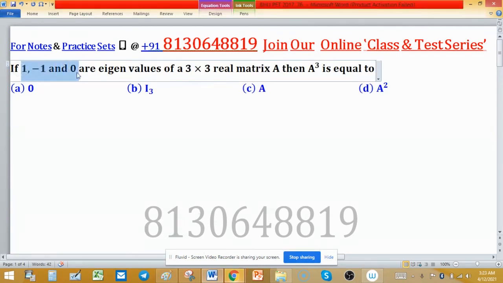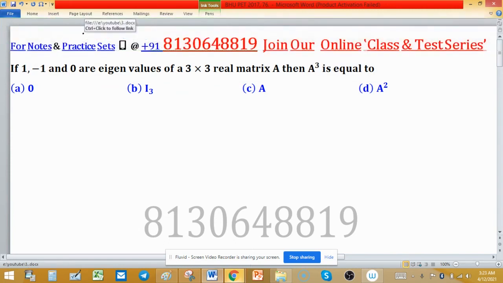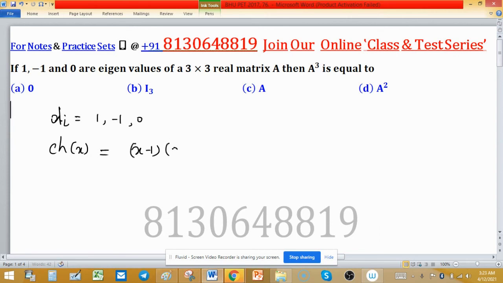If 1, minus 1 and 0 are eigenvalues of a 3 by 3 real matrix A, then A cube is equal to what? As the eigenvalues are given to you, there is nothing more in this question. Eigenvalues are normally represented by lambda, so the lambda i's are 1, minus 1, 0. So the characteristic equation is f(x) equal to (x minus 1)(x plus 1)(x minus 0). The minus 0 has no importance, so we normally just write x.